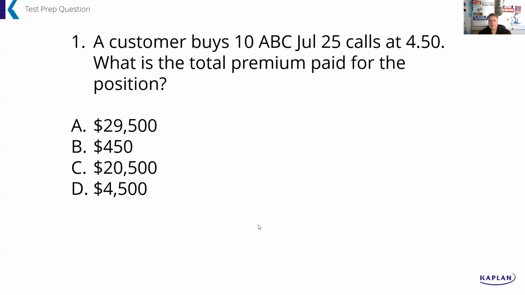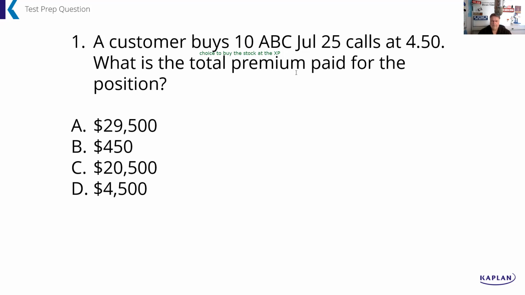A customer buys 10 July 25 calls at 4.5. Now, if you've been with me for a while, you know what Dean likes to do. Just as part of my process, I always like to write underneath, what am I looking at? I'm looking at a choice to buy the stock at the strike price. At 25 and I paid 4.5, my breakeven is 29.5, not the question. I'm bullish, not the question. My max gain is unlimited, not the question. Max loss is the total premium I paid. That is the test question.